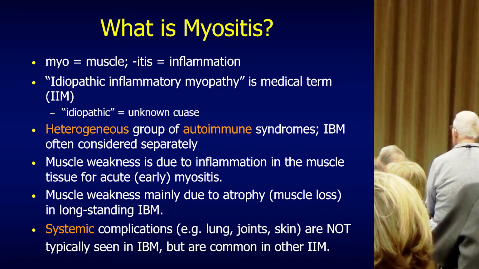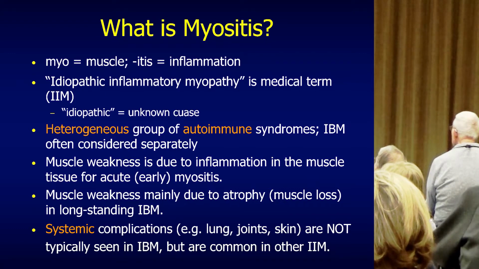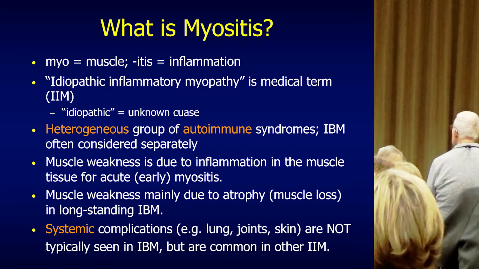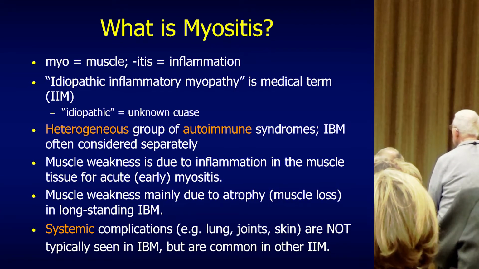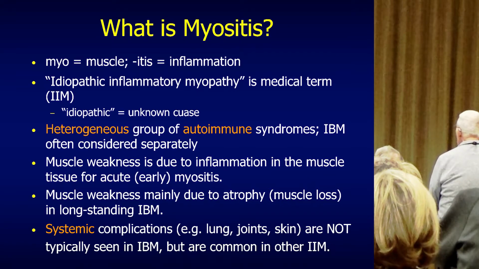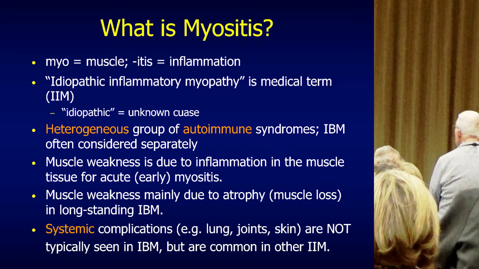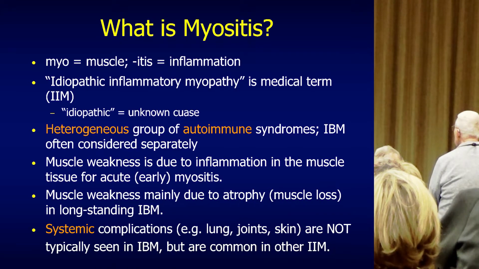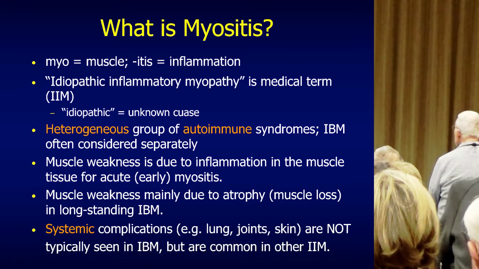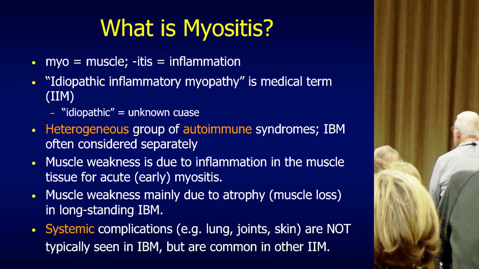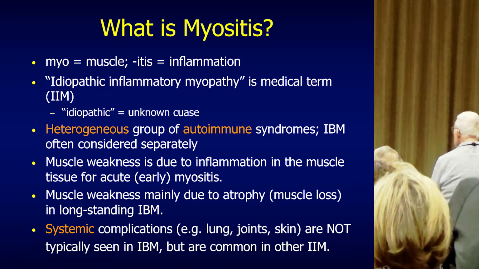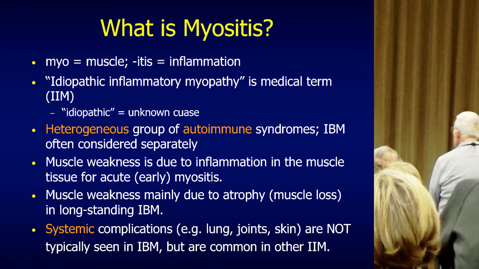What is myositis? The root word myo means muscle. Itis means inflammation. And so myositis is simply inflammation of muscle. The actual medical term that you'll often hear is idiopathic inflammatory myopathy. And really all that means is muscle inflammation, and idiopathic meaning the actual cause is unknown. That is true of almost all forms of myositis. Myositis is comprised of a number of different diseases that fall under this umbrella that all have in common inflammation of the muscle.